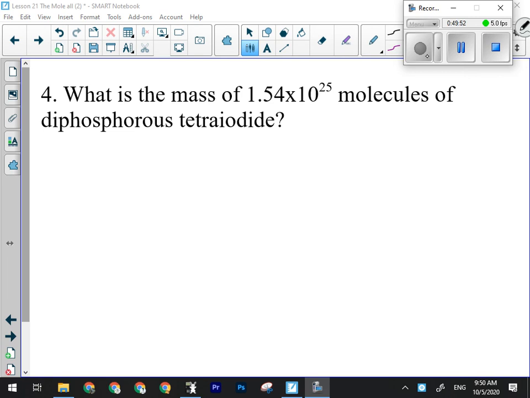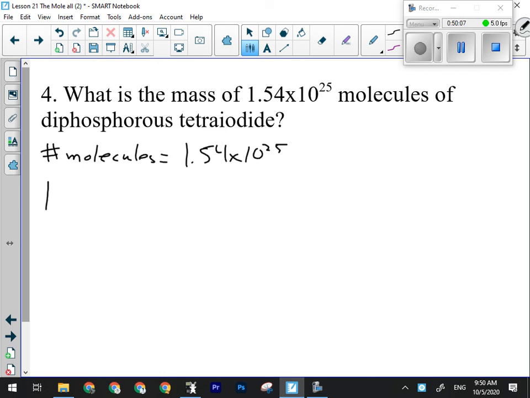Okay, so writing down our givens for this question. We're given the number of molecules, 1.54 times 10 to the 25, and we're told that it's diphosphorus tetraiodide. It's P2I4, a 2 and a 4. Do I reduce it? No, it's molecular. Don't reduce molecular compounds. The prefixes say this is how many, that's how many. Only reduce ionic compounds. And the question wants to know what the mass is. So mass is my question mark, what I'm looking for here.